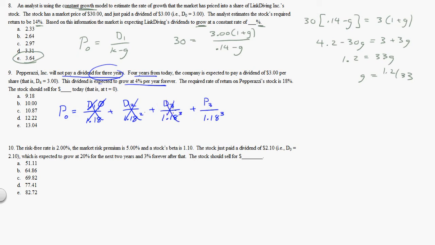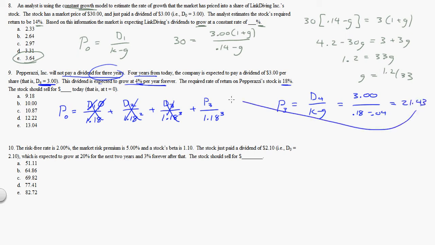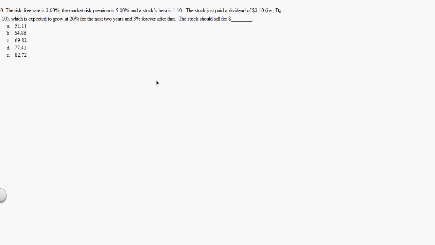So I'm left with the price today is P3, the price in 3 years, divided by 1.18 to the third. Well, P3 is equal to D4 over K minus G. D4 is $3, over K, 0.18, minus, now it's growing at 4%, and that's equal to $21.43. Plugging that in here, $13.04.